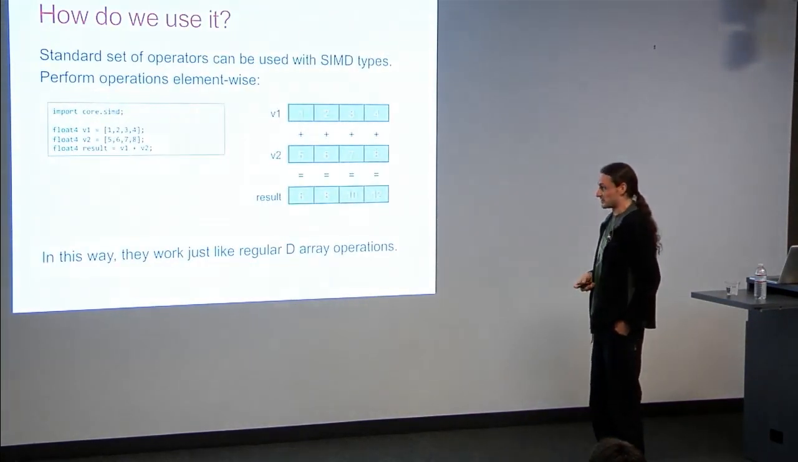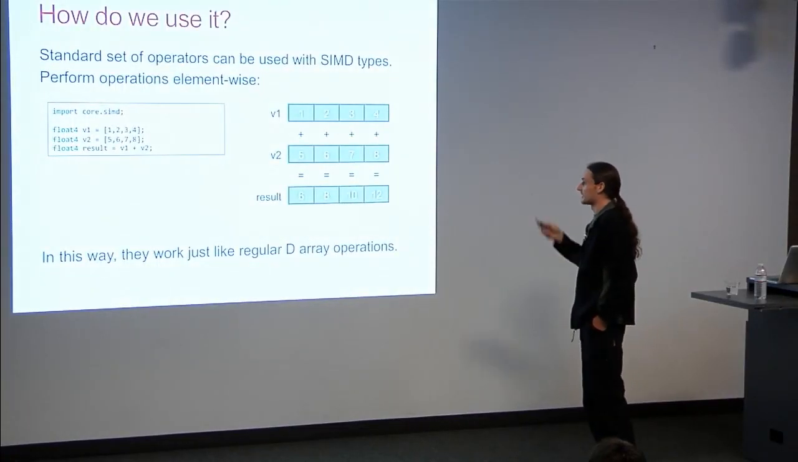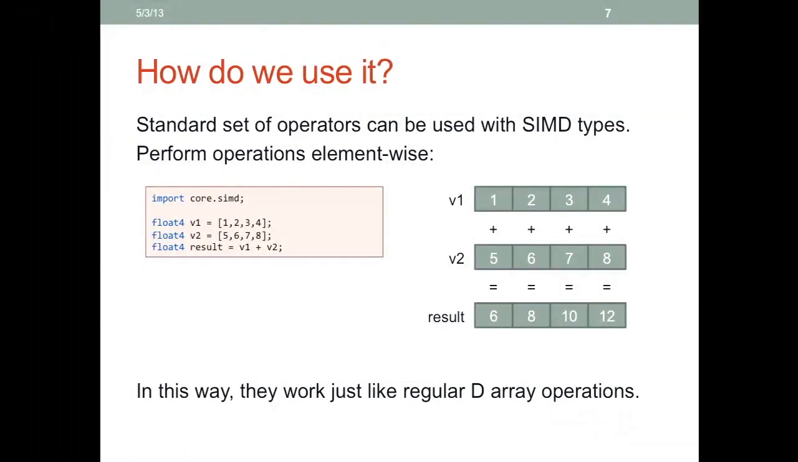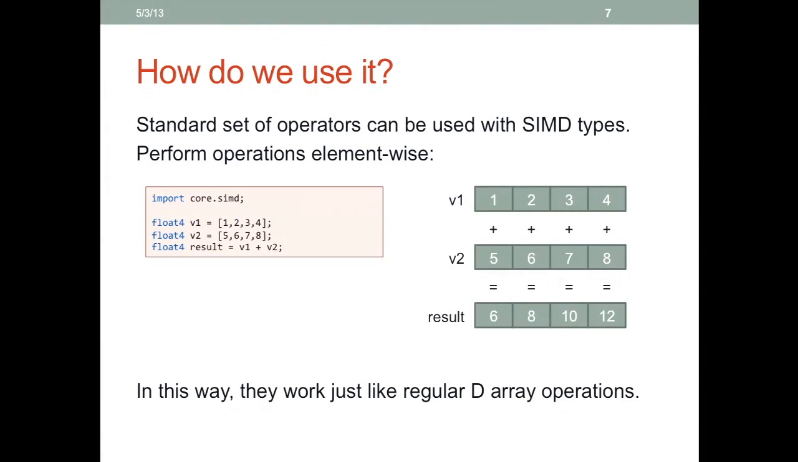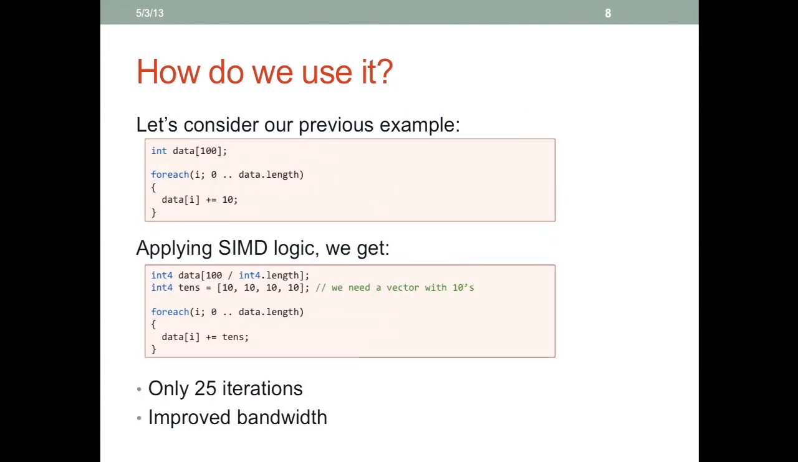So the standard set of operators are available. They can be used with all the SIMD types that are supported. For instance, here we can create a float4, initialize it to a short array literal, then we can add them together, and operations are performed element-wise on SIMD registers. In this way, they work basically like regular D array operations.